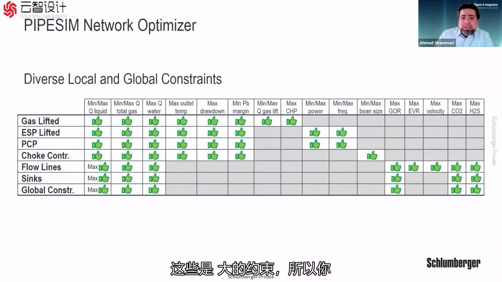These are the constraints. So we can define, for example, min or max Q liquid, or liquid rate, for the wells. We can put the maximum liquid rate on flow lines, sinks, global constraints, etc. Maximum GOR, maximum erosion and velocity ratio, maximum CO2 and H2S on the pipelines, etc. Or globally on the whole field.